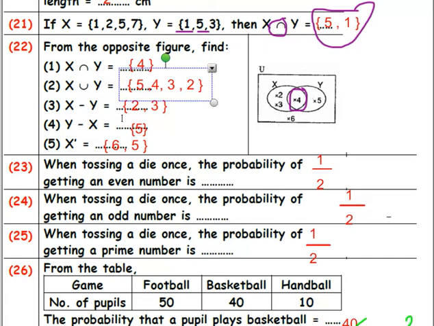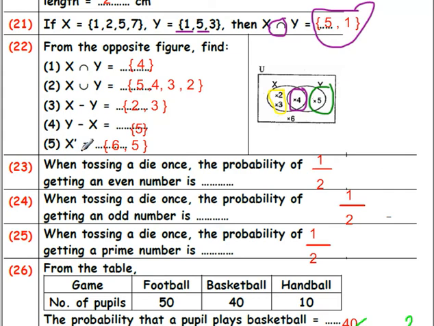X difference y. X difference y means what? It means the elements in x but not in y, the elements in the first set, not in the second set. X is the first set. So what are the elements in x, not in y? Yes, it's 2 and 3. Y difference x means the elements in y not in x. What is the element in y not in x? Yes, it's 5.